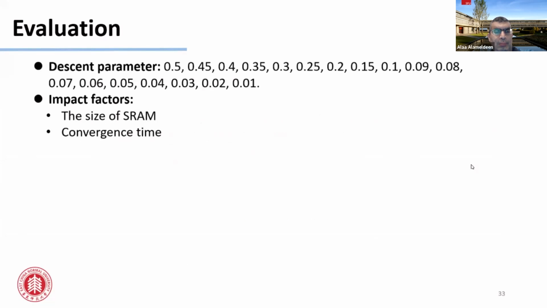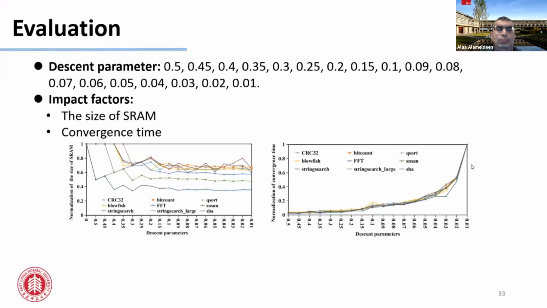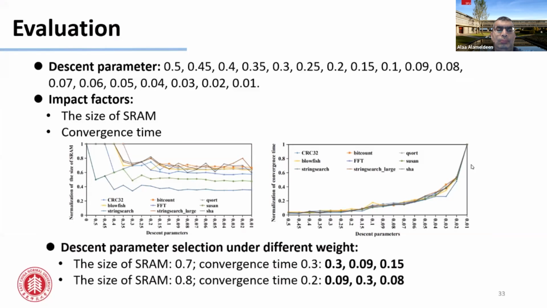In order to select a suitable descent parameter to reduce the size of SRAM, we conducted experiments on these parameters. We focus on 2 factors, the size of SRAM and convergence time, but we pay more attention to the size of SRAM. Therefore, when we assign different weights to these factors, we select the first 3 parameters under different weights. We found that the parameters selected under different weights are not much different. The following experiments use 0.3 as the descent parameter.